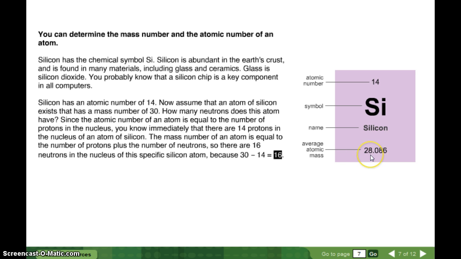Now, this example is not the same as this example. This example, the mass number is 28.086, so it rounds down to 28. So if my mass is 28, and we know that you have how many protons? Well, you know that you have 14. 28 minus 14 means this example has how many neutrons? 14. So if you're saying, well, then why did they say it was 30? Because remember, you can have different numbers of neutrons with the same element.